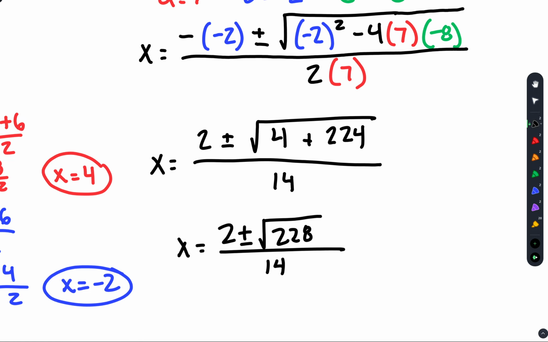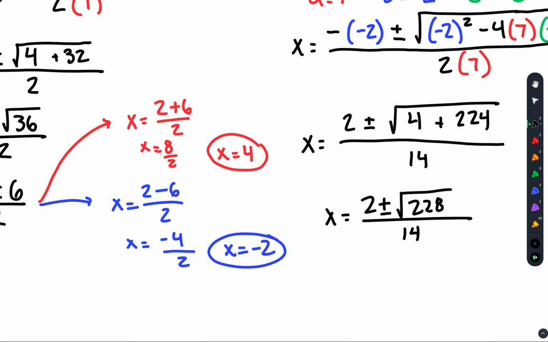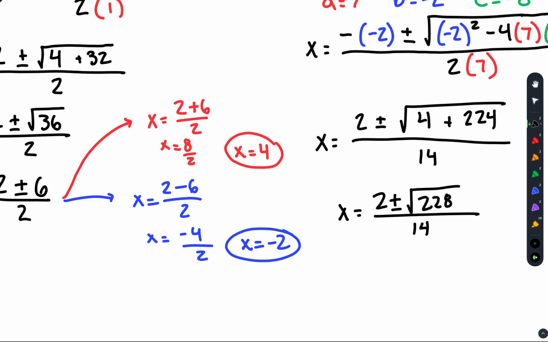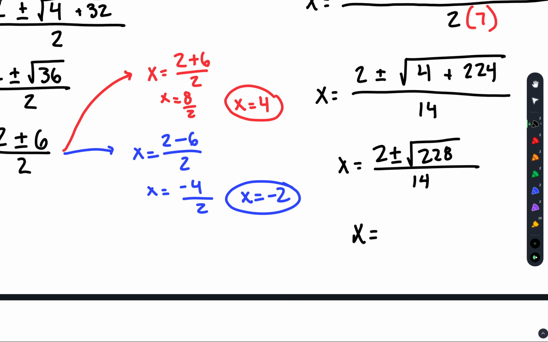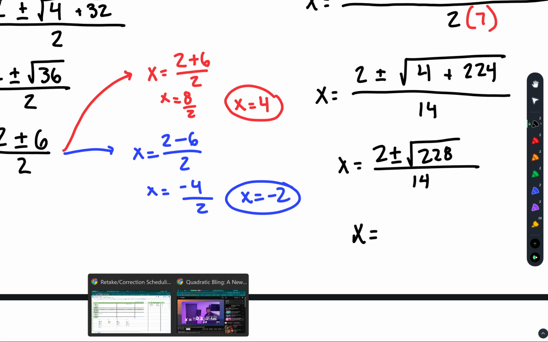And then think about what we did in that last problem. We got the square root of 36, and we were able to make that 6. Does 228 have a square root that's perfect? No, it doesn't. So what are we going to do? We are going to simplify this in my calculator, and we're going to round it to 2 decimal places. So let's go ahead and open up the calculator.